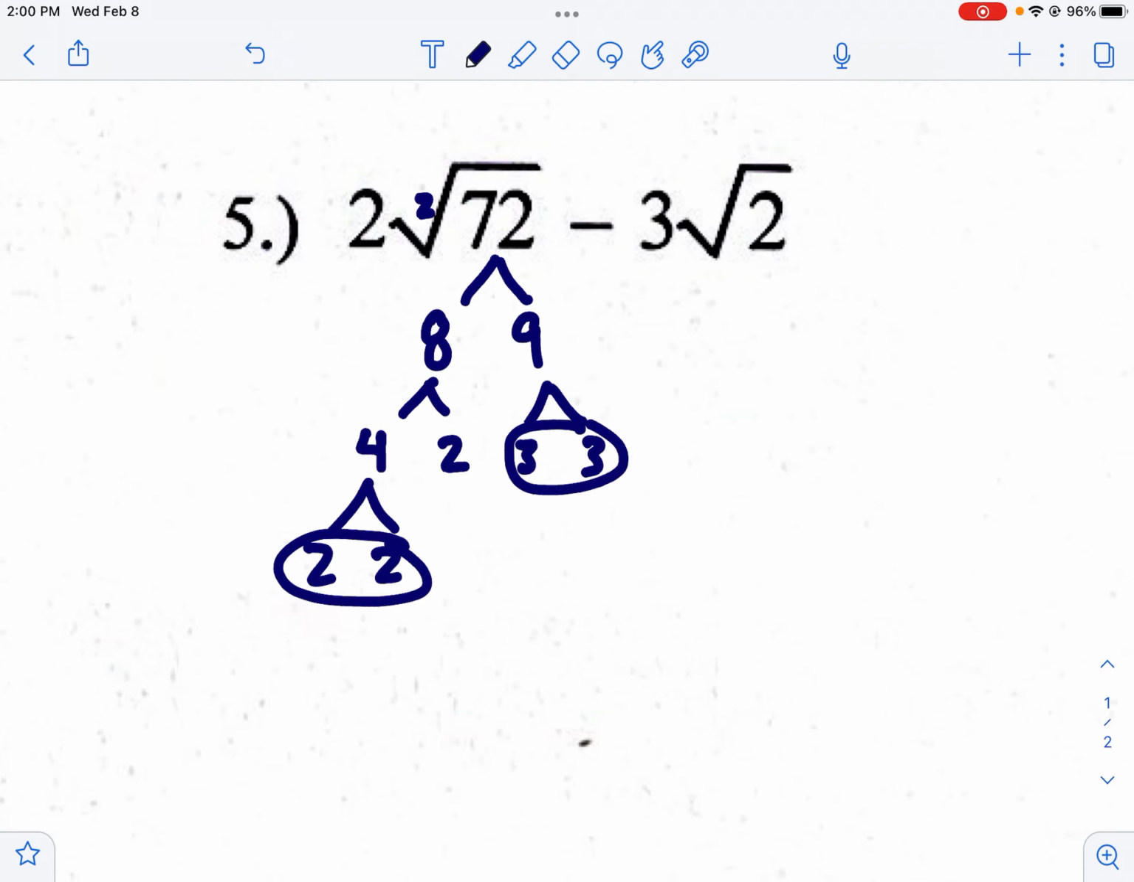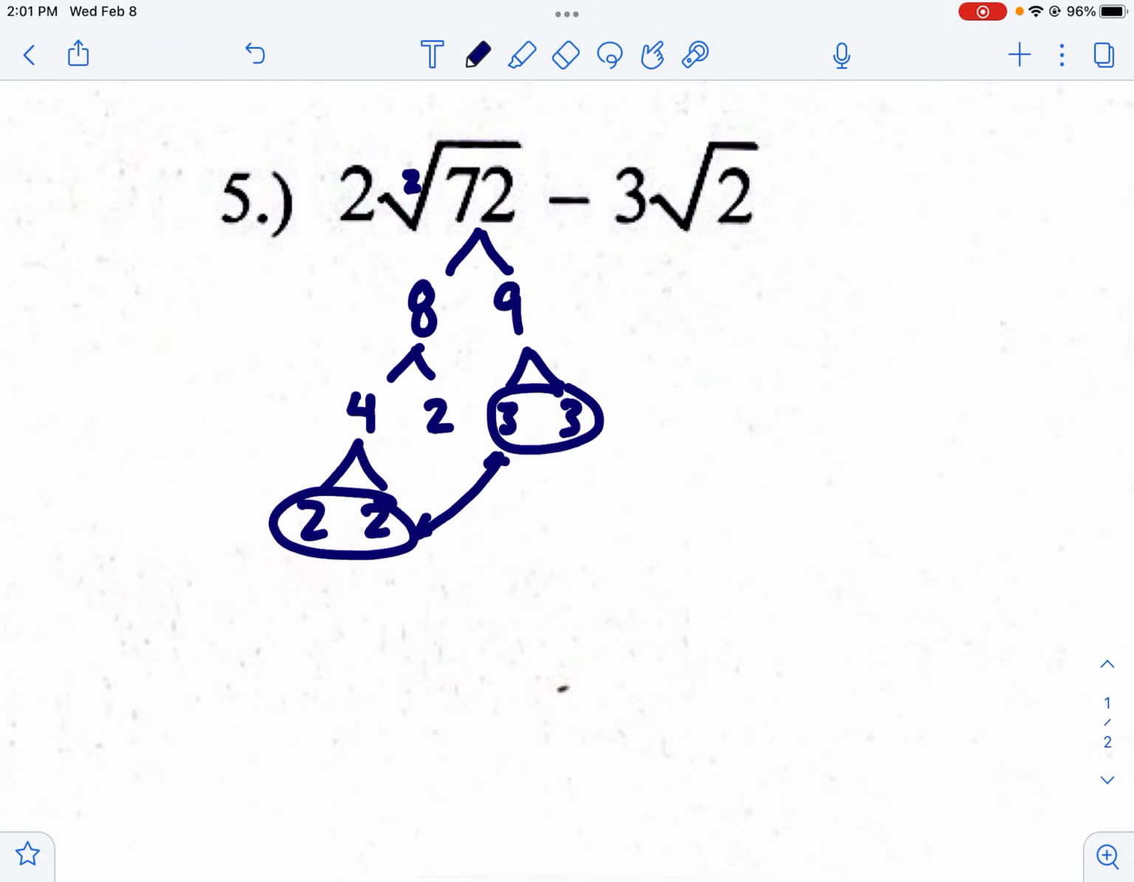And when you have multiple pairs, right here I have multiple pairs, you multiply them. So I have a pair of 2s and a pair of 3s, which means 2 times 3 is 6. Now, this lone 2 here that's extra is going to stay in the radical.